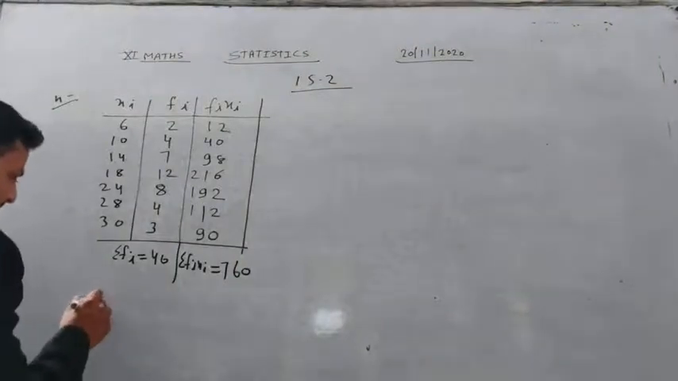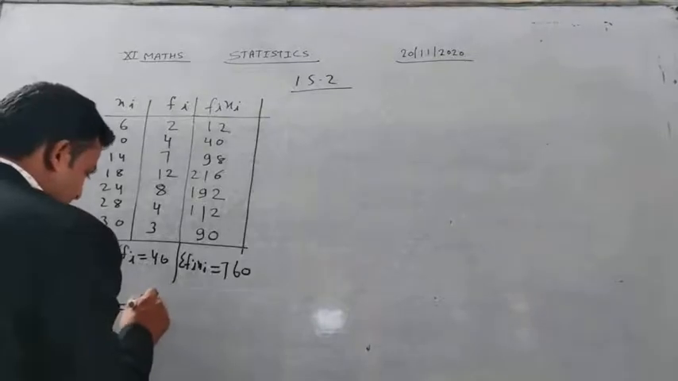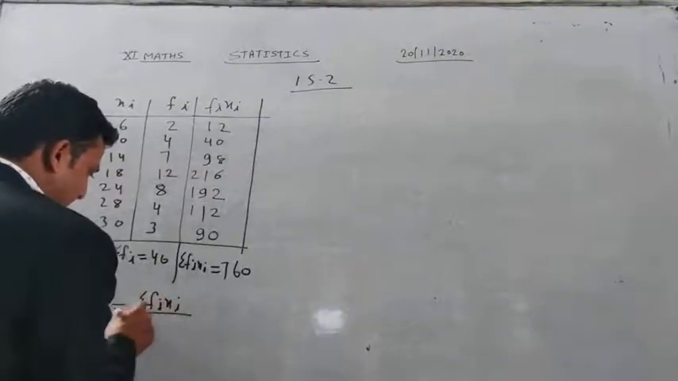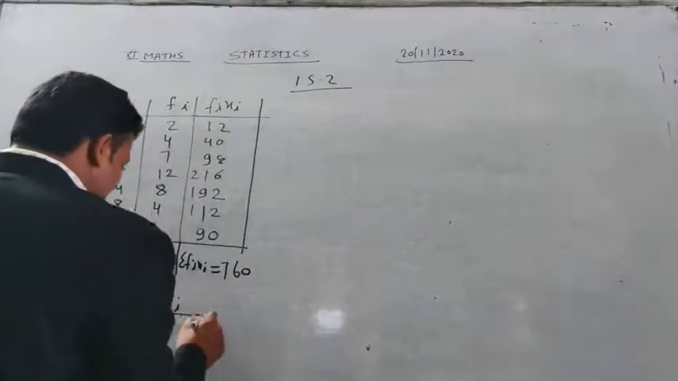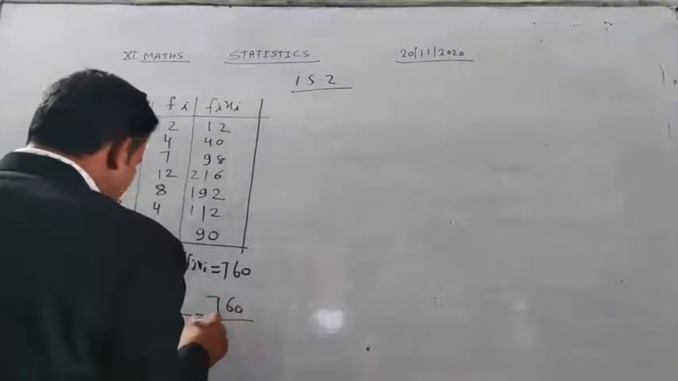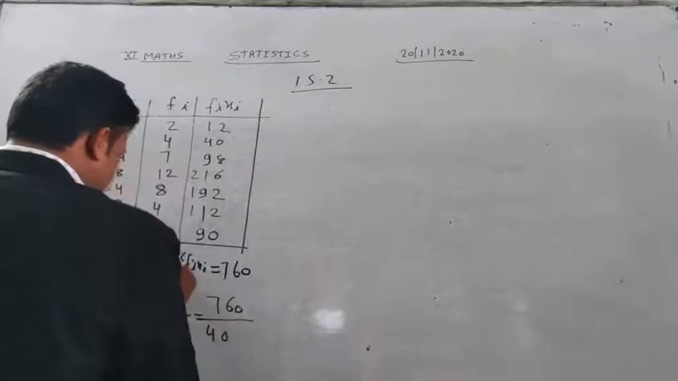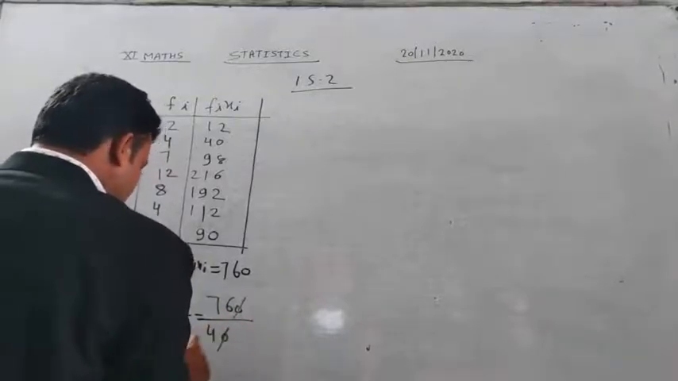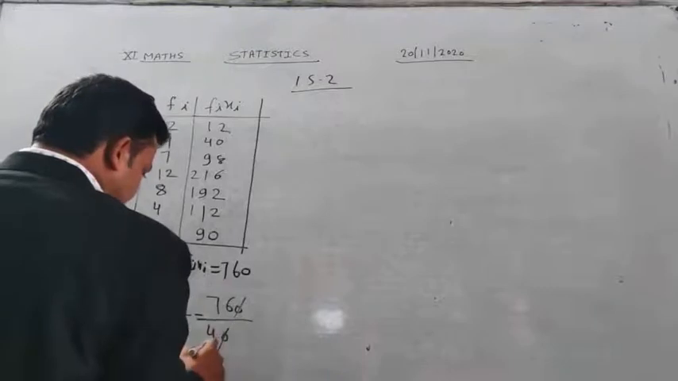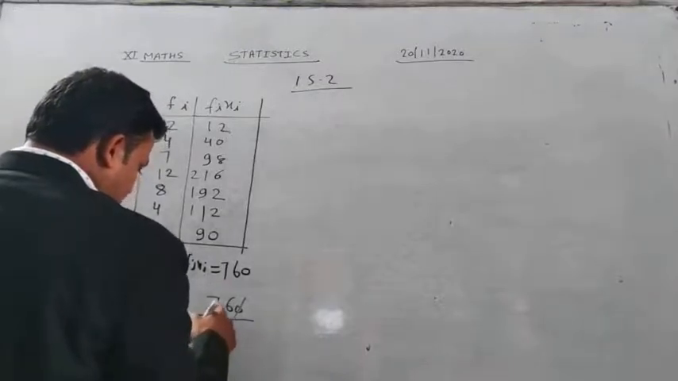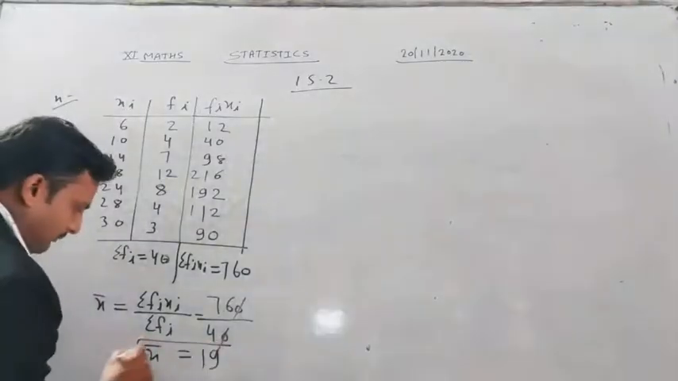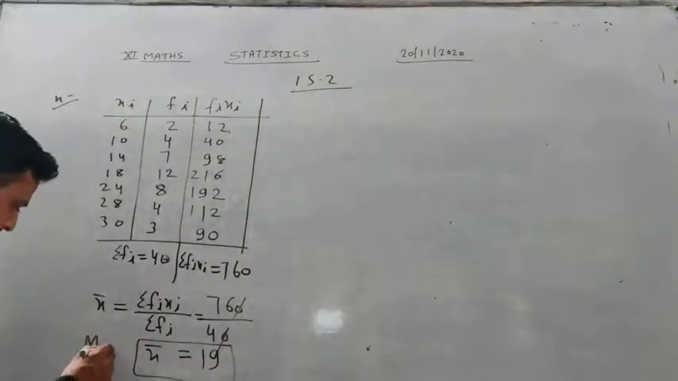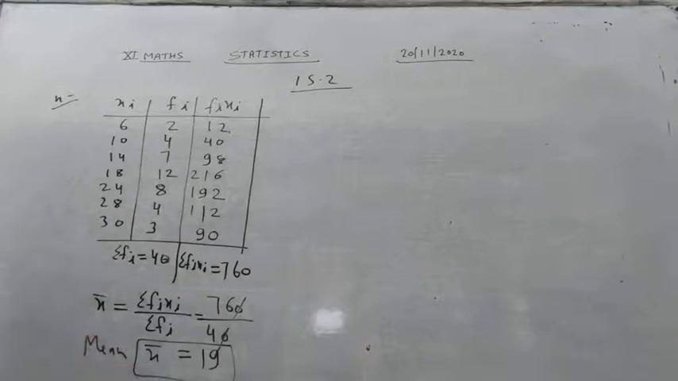Now our x bar, this is what? So summation fi xi by summation fi. So we have 760 by 40. Now this will be cancelled. We get our mean. So our x bar, means our mean, is 19. Now we have to find the variance.